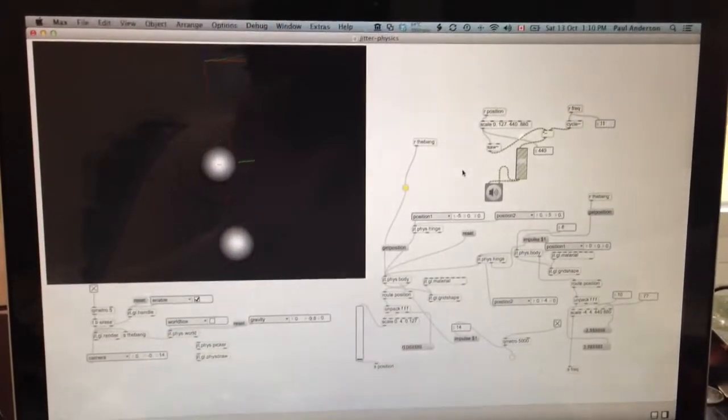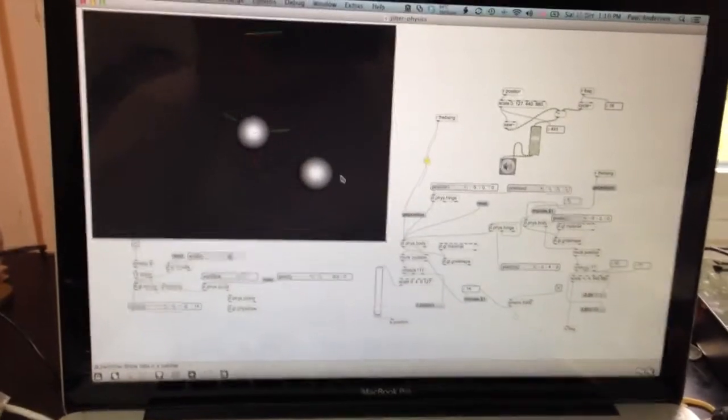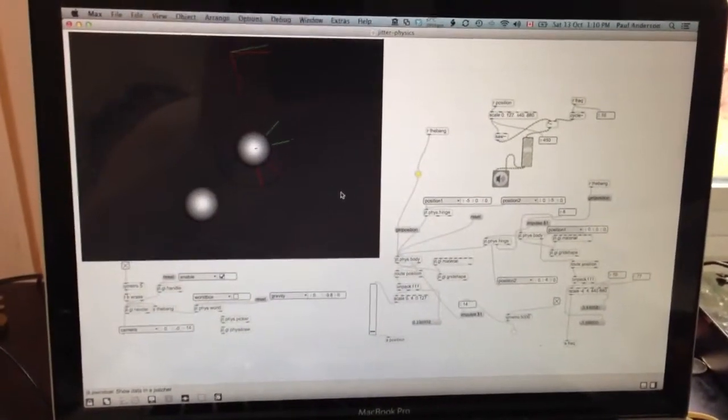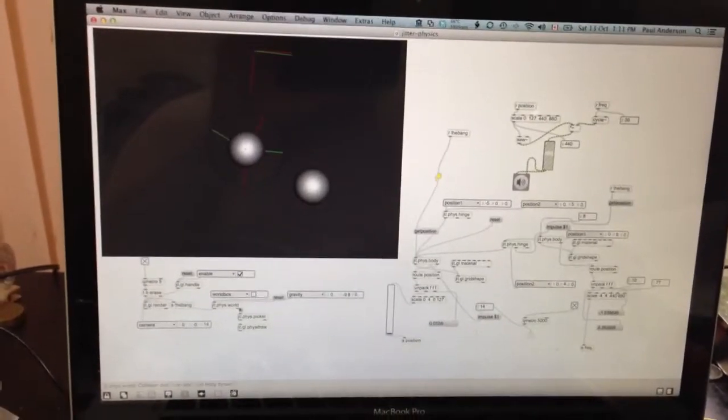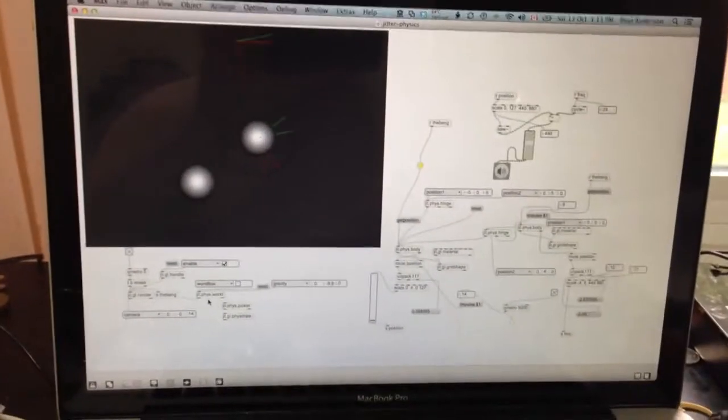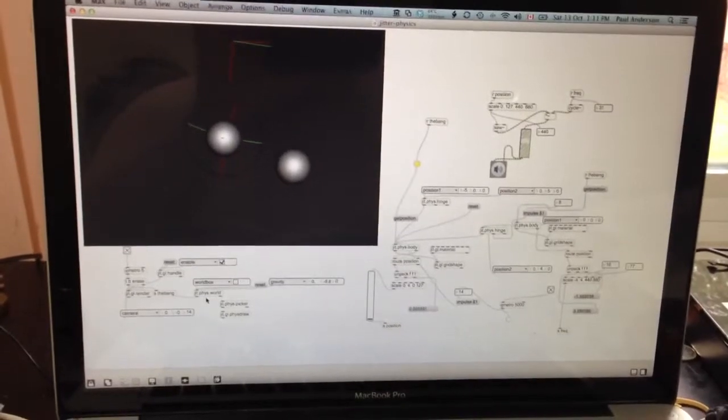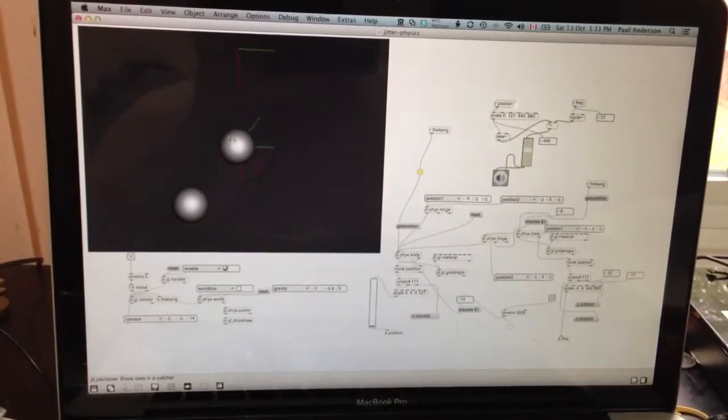Okay, goofing around with Max MSP again. Basically, what I've done is I've used jit.phys.world, which I think is right there, to build a double pendulum.